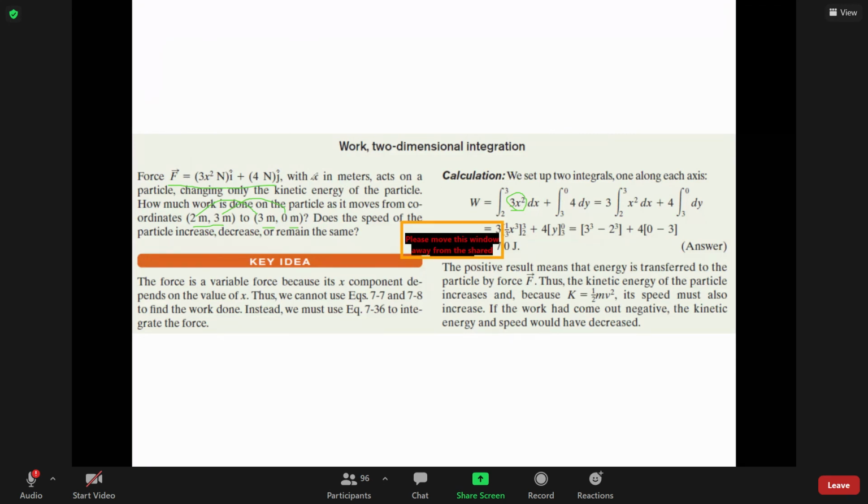What's the y component of the force? Only 4. It's not variable, it's constant. 4 from y initial 3 to 0, so from 3 to 0 dy. How do you do the integration? The integration of 3x² is x³ over 3. Then you substitute the limits, 3 and 2. First 3 minus 2. When you substitute it, you get this. For the 4, what's the integration of 4 dy? It's 4y. Substitute 0, it's 0. Substitute 3, it's 12.